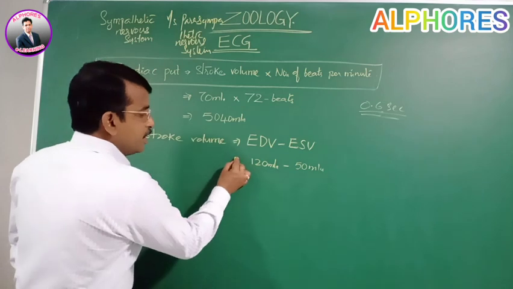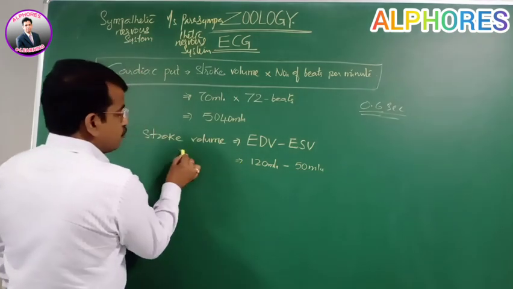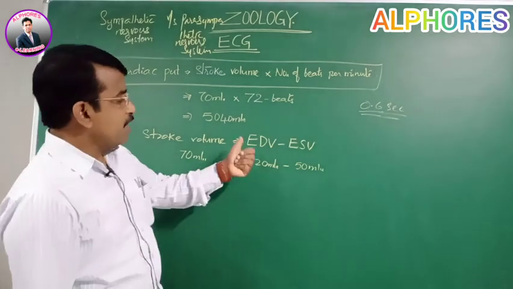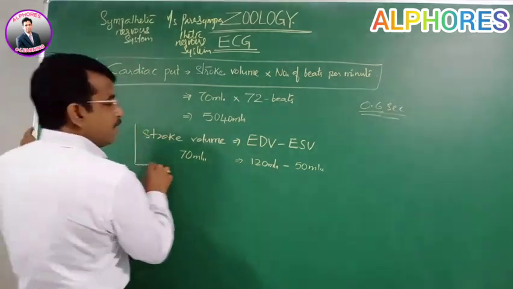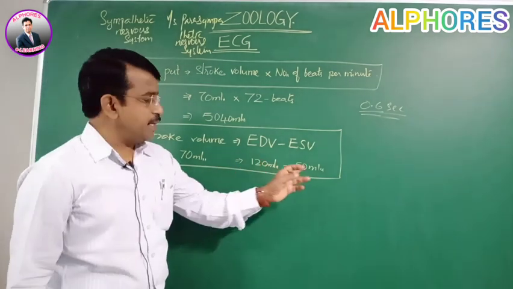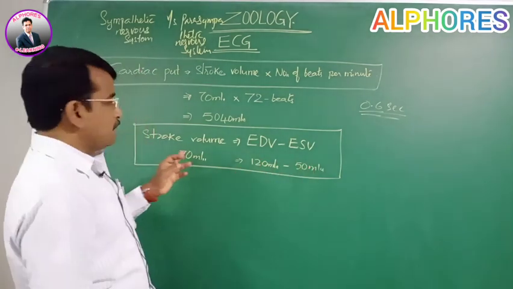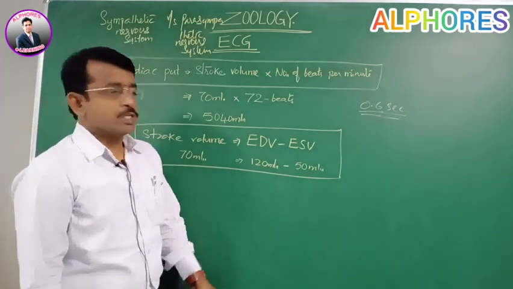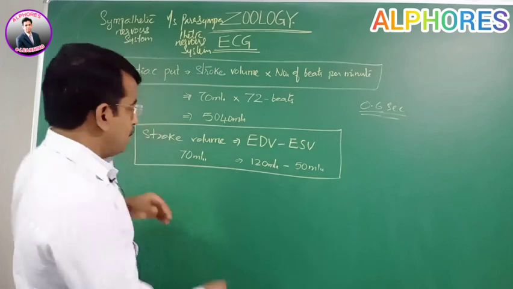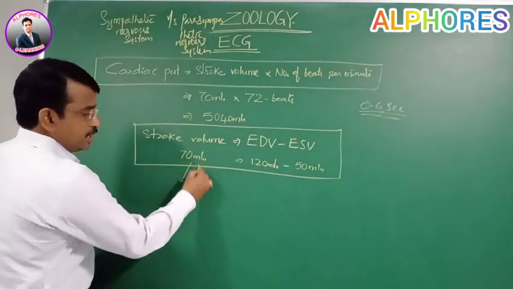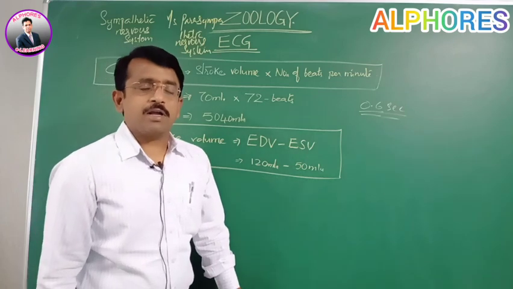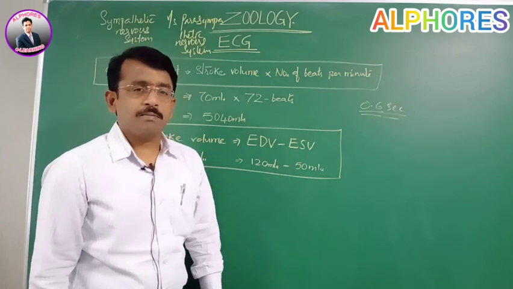This results in the stroke volume, which is 70 ml. Now you are clear. End diastolic volume minus end systolic volume, 120 ml minus 50 ml, is 70 ml. So stroke volume is 70 ml. The point to remember, the stroke volume is nothing but the amount of the blood that is pumped out of the ventricle in each beat.